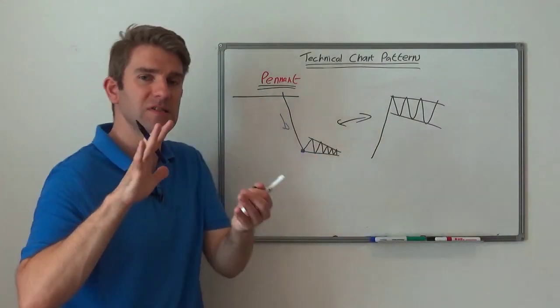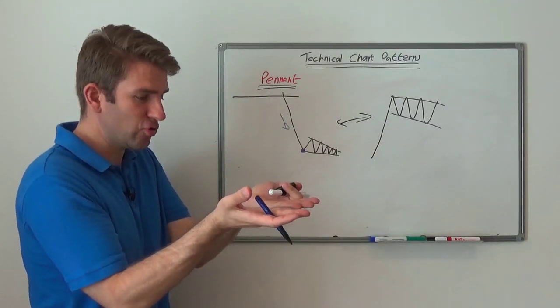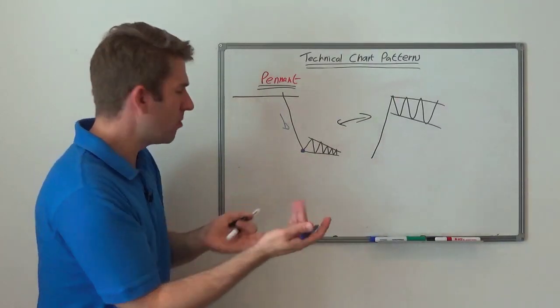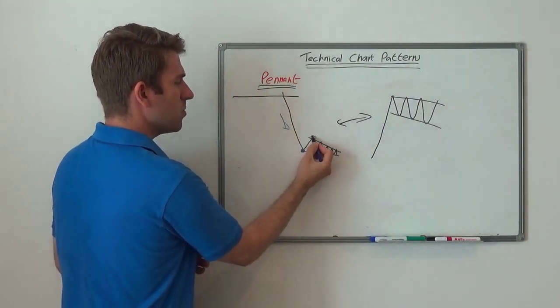What does it mean there? It means that sellers don't perceive it as value anymore. Buyers do. A little bit of a neutral point, then buyers step up. They become more aggressive. Price starts to tick up. Sellers perceive this as value. Now, this is where it gets interesting, guys.